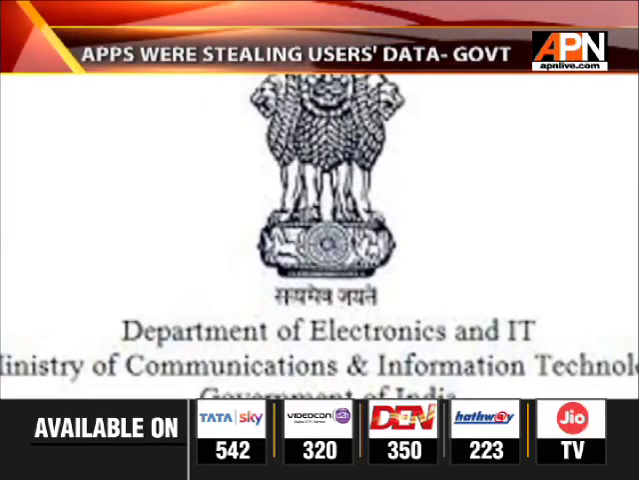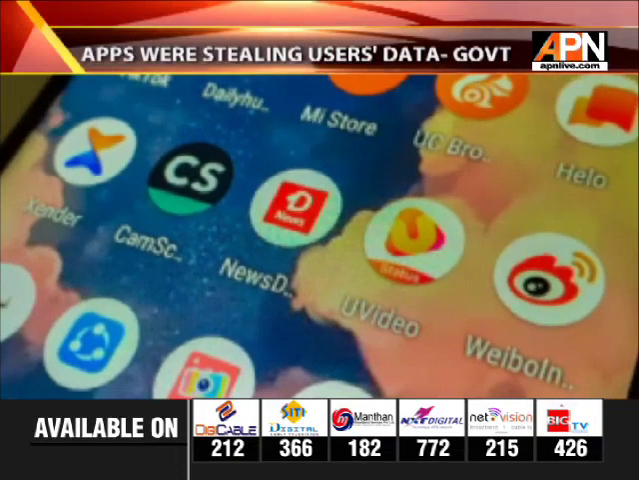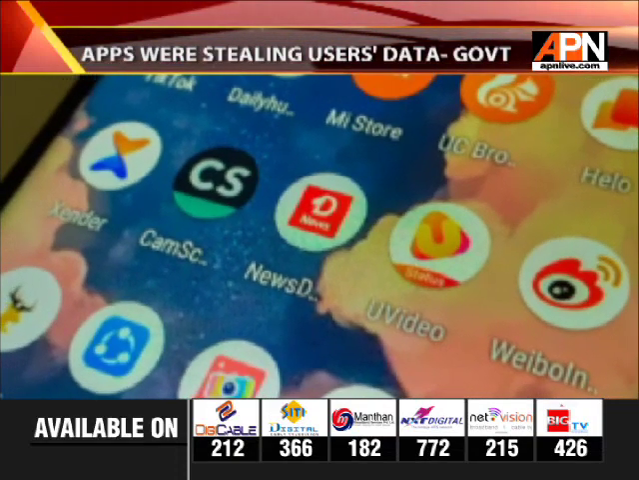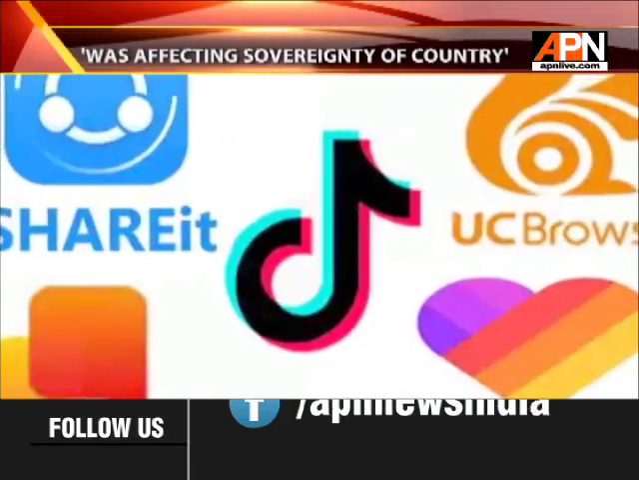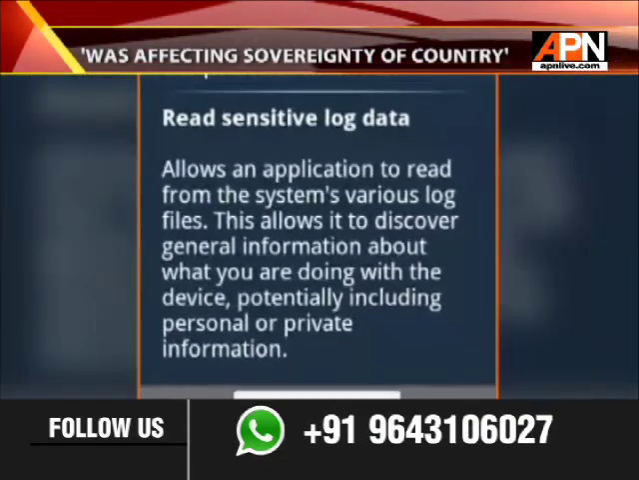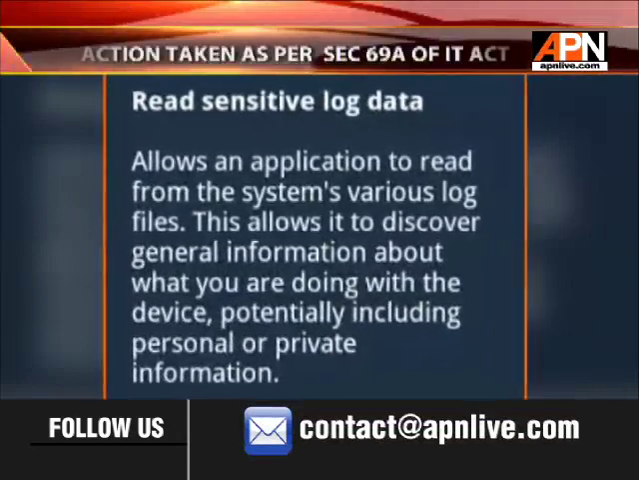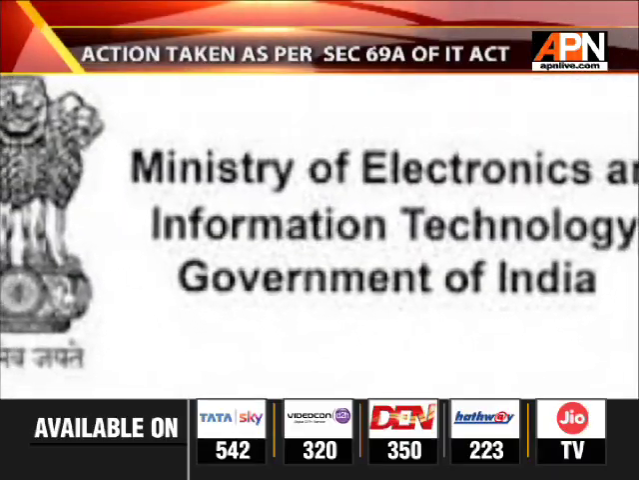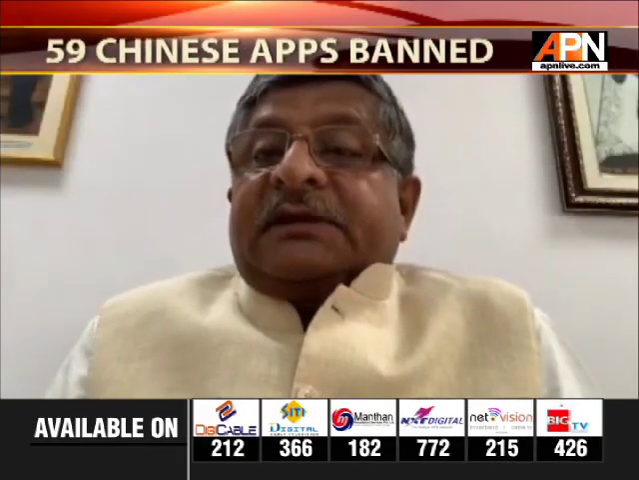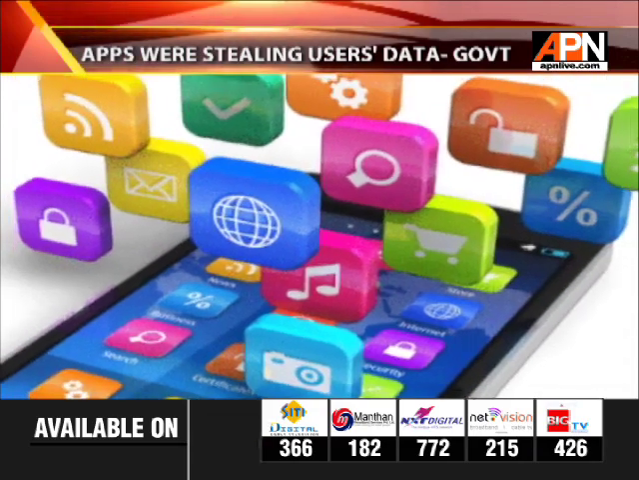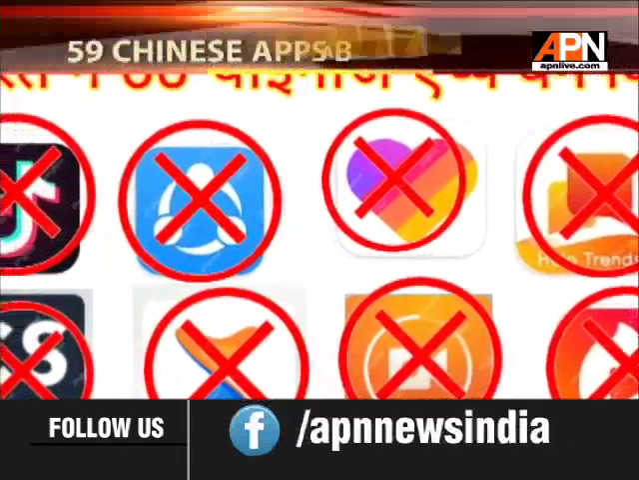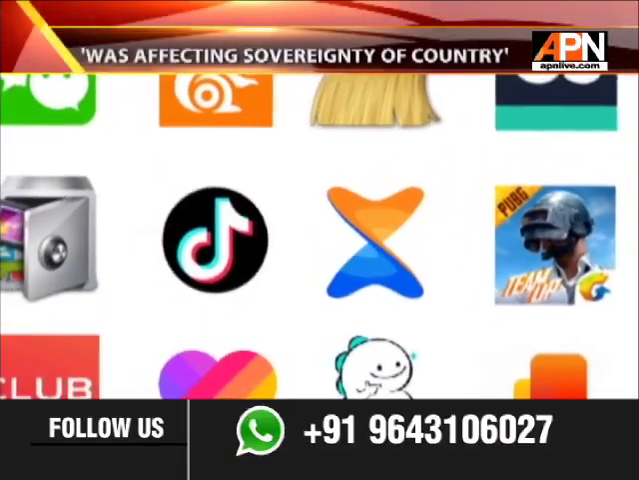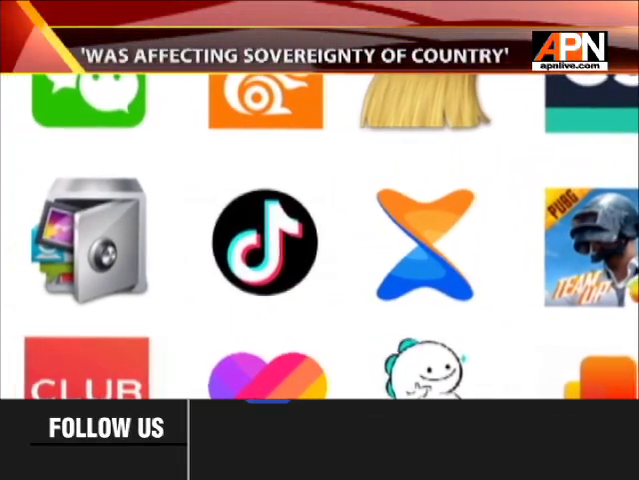The government, by order, can direct any agency of the government or intermediary to block for access by the public, or cause to be blocked for access by the public, any information generated, transmitted, received, stored or hosted in any computer resources. The Ministry of Information and Technology has said that it has received many complaints from various sources, including several reports about the misuse of some mobile apps for stealing and surreptitiously transmitting users' data in an unauthorized manner to servers which have locations outside India.